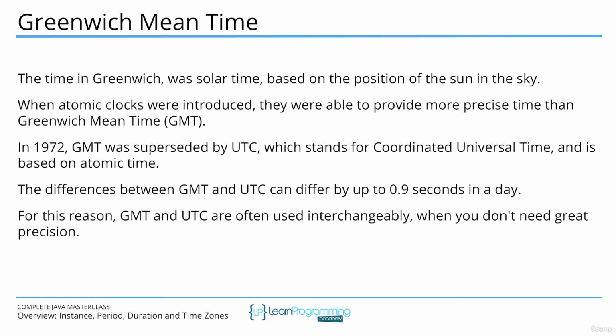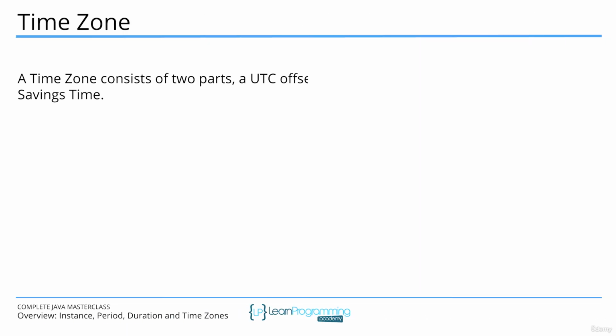For this reason, GMT and UTC are often used interchangeably when you don't need great precision. A time zone consists of two parts, a UTC offset and optionally information about daylight savings time.